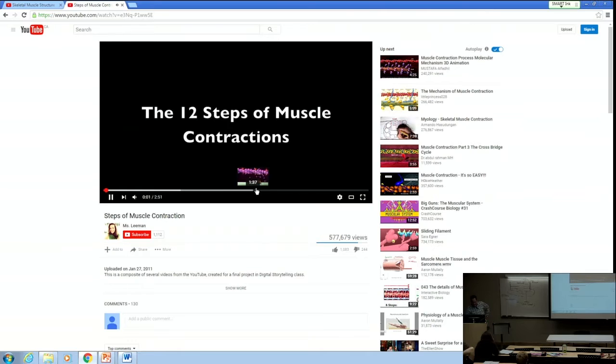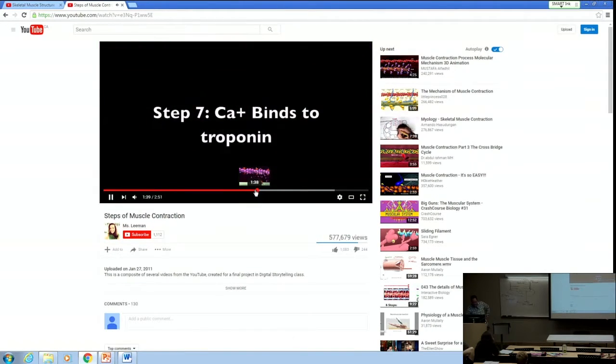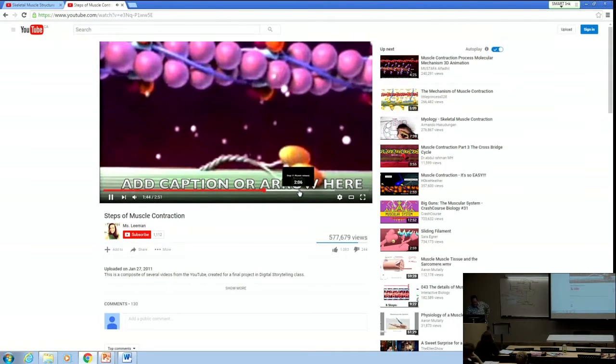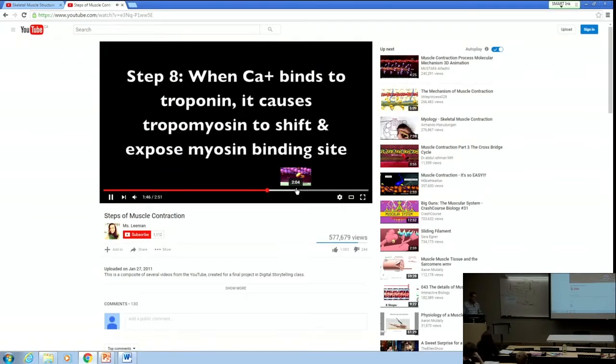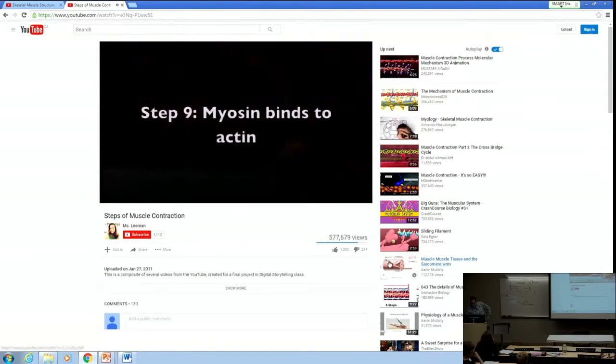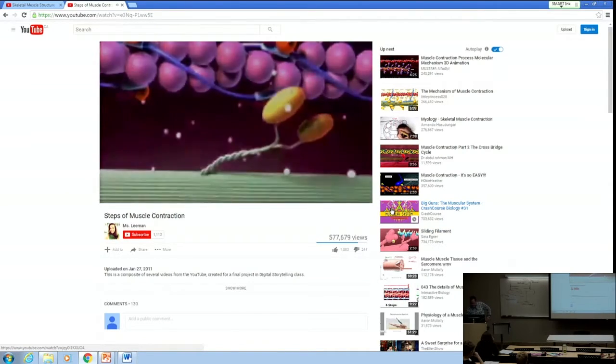The 12 steps to muscle contraction. Step 7, calcium binds to troponin. Step 8. Calcium binds to troponin and causes tropomyosin to shift and expose myosin binding sites. Step 9.